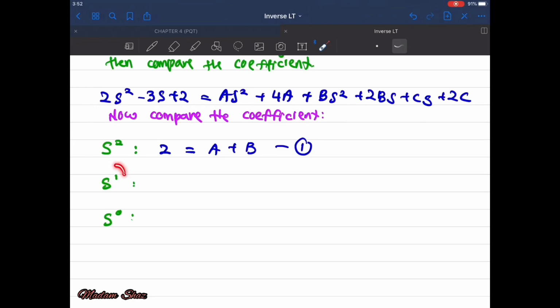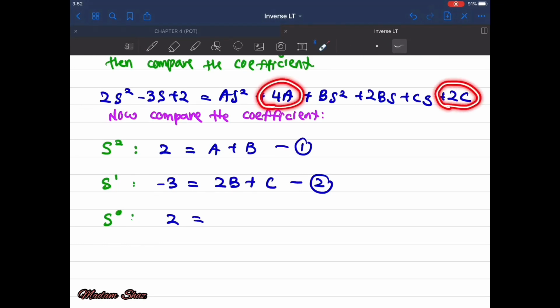Now compare for s power 1. On the left hand side, we have negative 3. Negative 3 is equal to the s power 1 terms. On the right hand side, we have positive 2B plus C. So this is our second equation. Now compare for s power 0, meaning that there is no s beside the number. On the left hand side, we have 2. On the right hand side, 4A plus 2C.